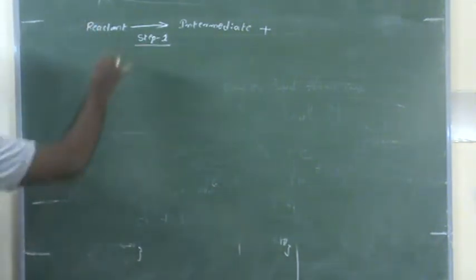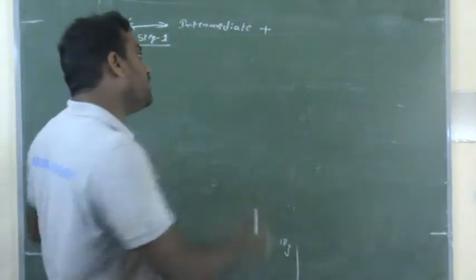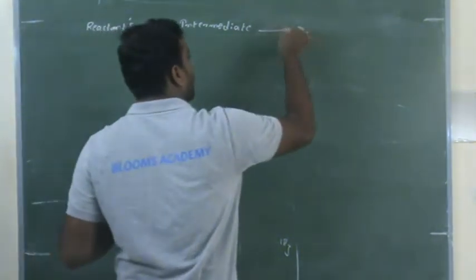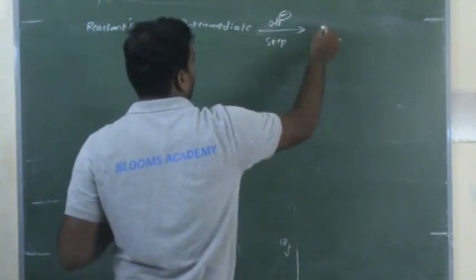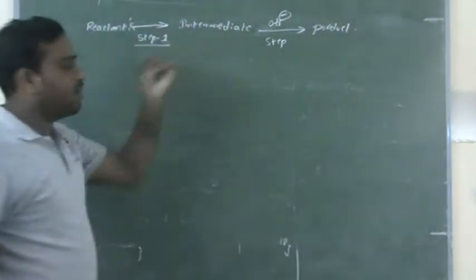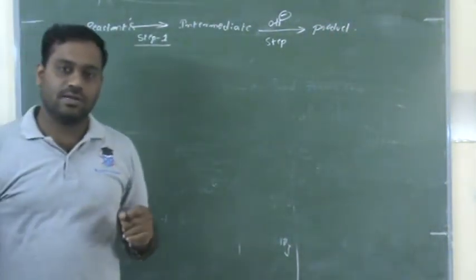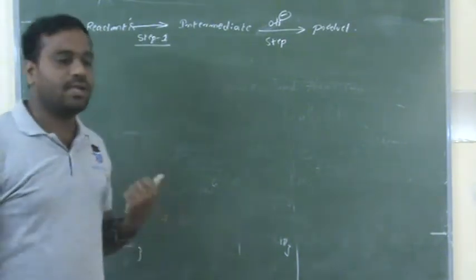Reactants react. This is the formation of the intermediate. Now this intermediate again reacts with what? This is step 2. Nucleophile. Formation of which one? Product. That means there is a presence of what? An intermediate here. What type of intermediate? Carbocation is an intermediate.